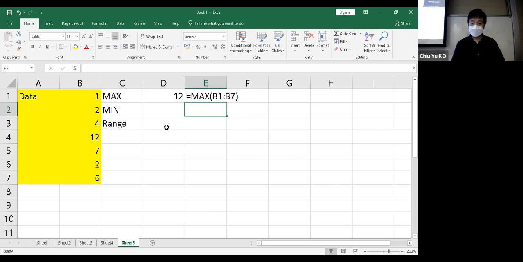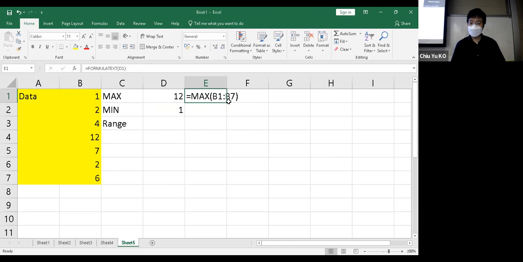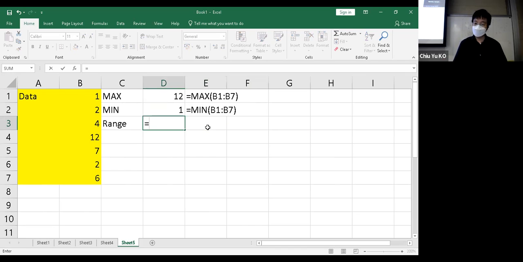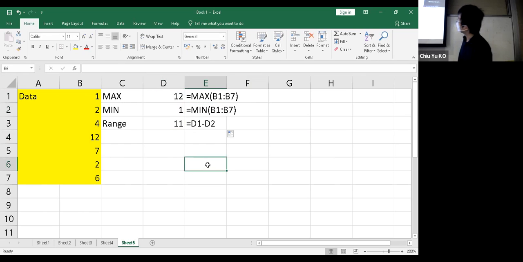Similarly, I do the same thing, min of B1 colon B7. If you don't want to type, you can just use your mouse to drag. Also do the same thing. So that is max and min. And the range will be just max minus min. So this is how you get the answer.